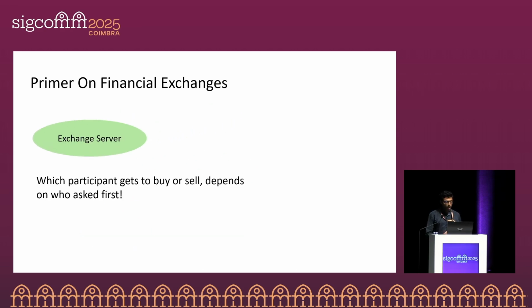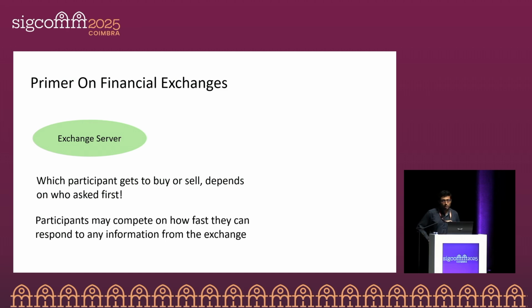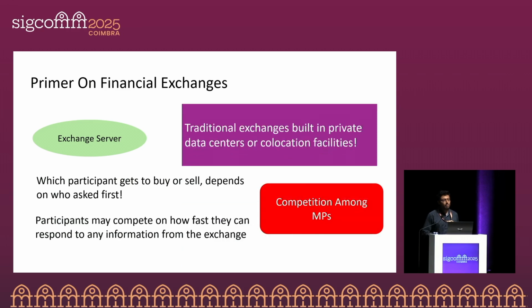Now, going beyond the price, which participant actually gets to buy or sell a commodity also depends on who asked first. Even if two orders come in asking to buy the same item, and the price on those two is close or identical, then the participant who asked first is going to be able to successfully complete the trade. So typically what ends up happening in these cloud financial exchanges is participants compete on how quickly they can produce these orders. And this places a premium on how quickly the participants can reach the exchange servers.